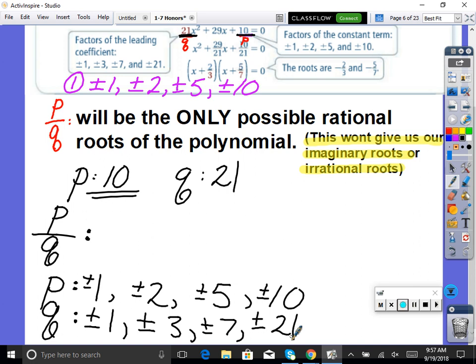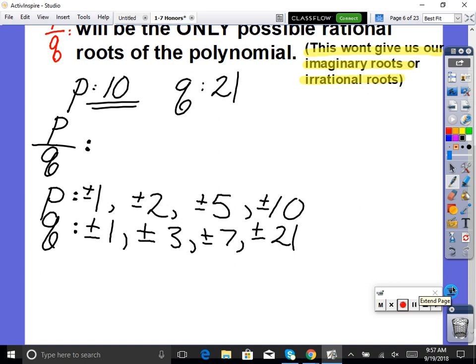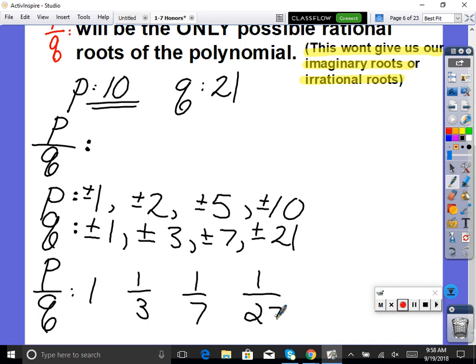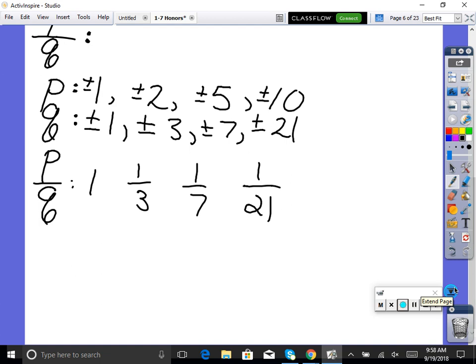So now the only fractional solutions that polynomial could have is any p divided by any q. So I've got to do all p's divided by all q's. 1 divided by 1 is 1. 1 divided by 3 is 1/3. 1 divided by 7 is 1/7. 1 divided by 21 is 1 over 21. I think that you should probably not write this one down. Just get the idea, and then we'll do a better example that's not so huge. You guys see where I got all those values?